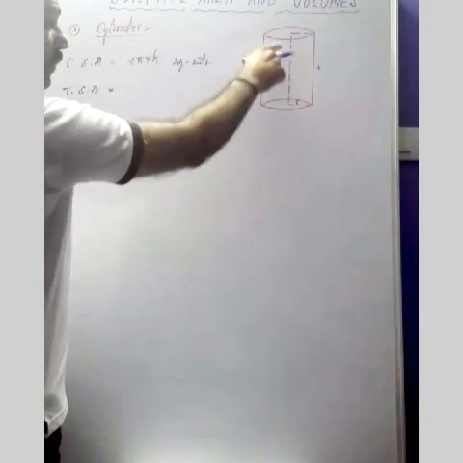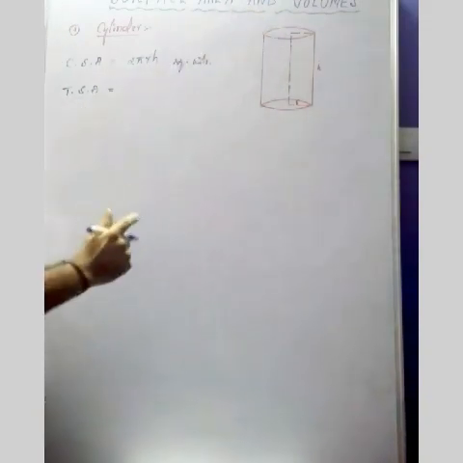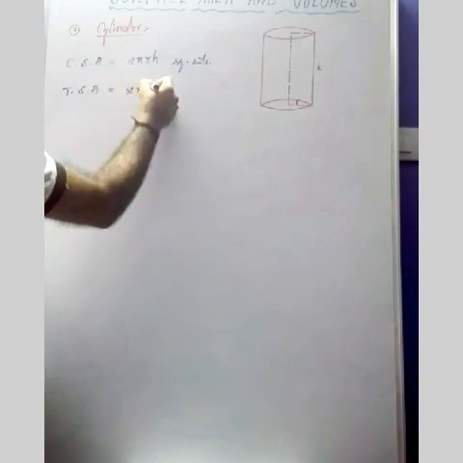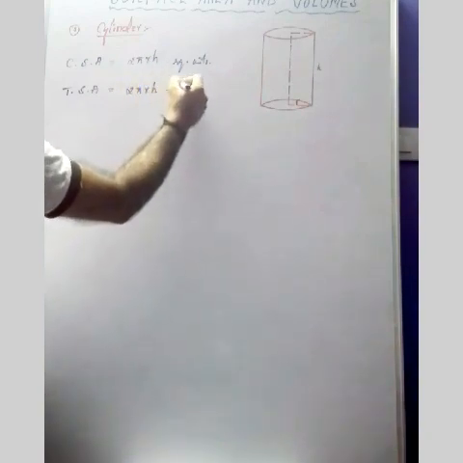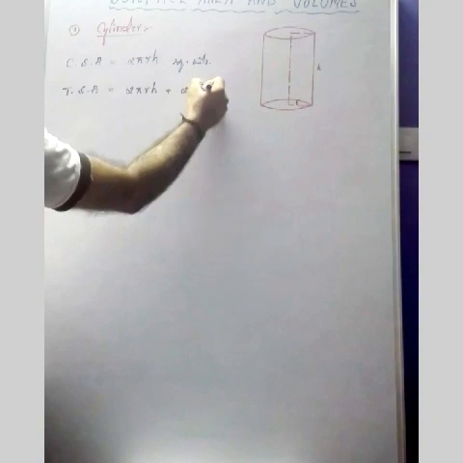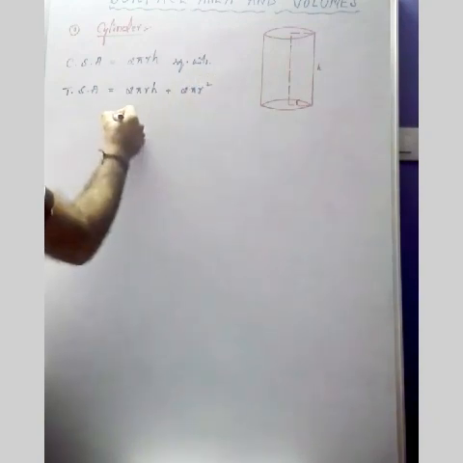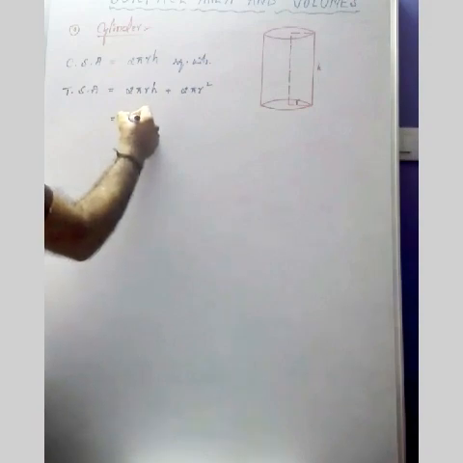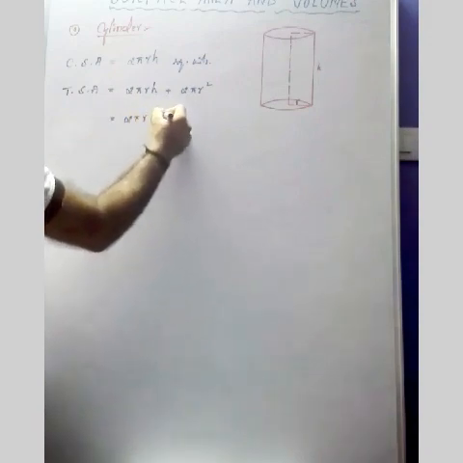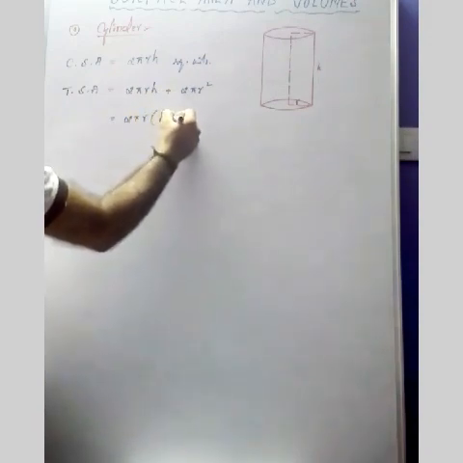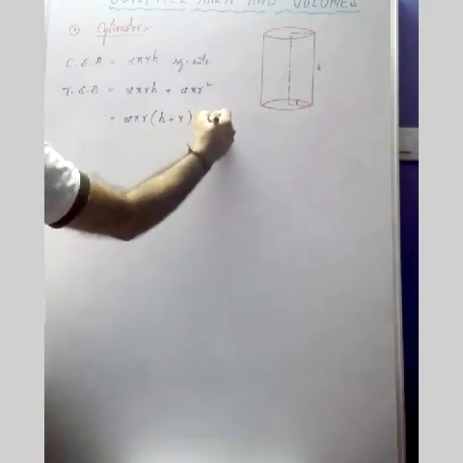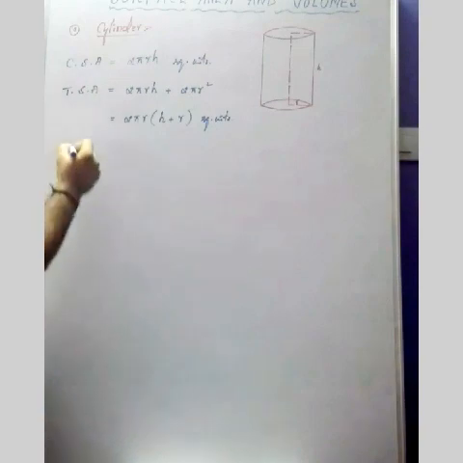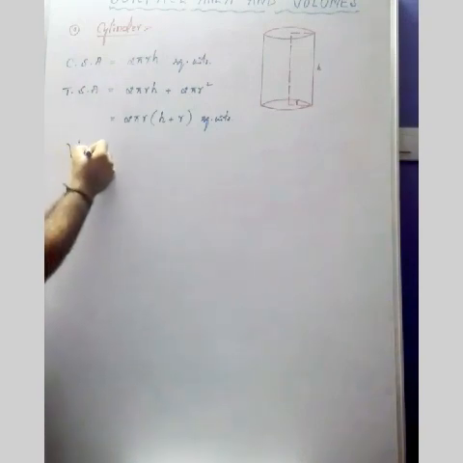The total surface area of a cylinder equals the curved surface area of the cylinder plus the area of the two circular ends, that is 2 pi r h plus the area of the two circular ends, that is 2 pi r squared. 2 pi r is common, into the remaining (h plus r), square units.